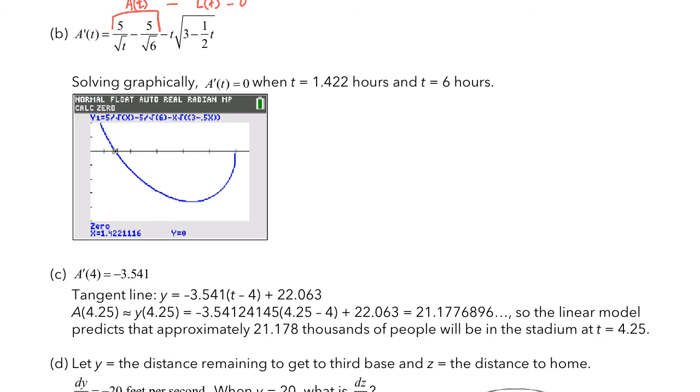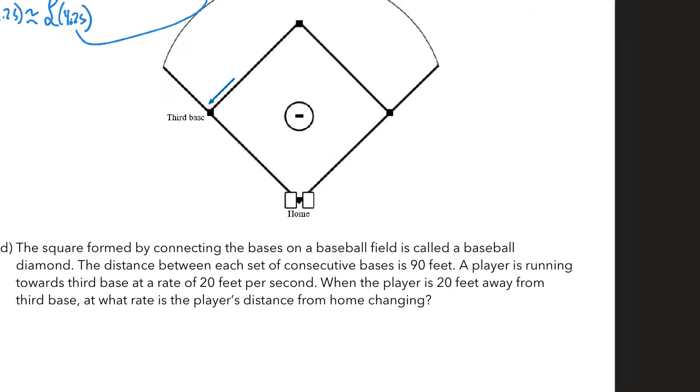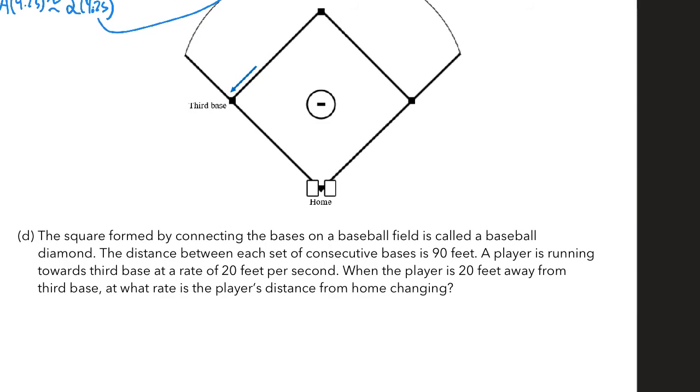And then related rates now, letter D. So when the player, so that's our freeze frame. Oh, wait, no, oops. Is 20 feet away from third base. So here's the dude right here. Hey, I'm running. And this distance here is 20. Okay, so let's call that, at what rate is the distance from home changing? So that would be this.